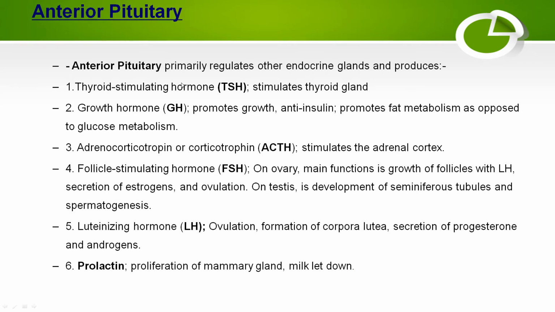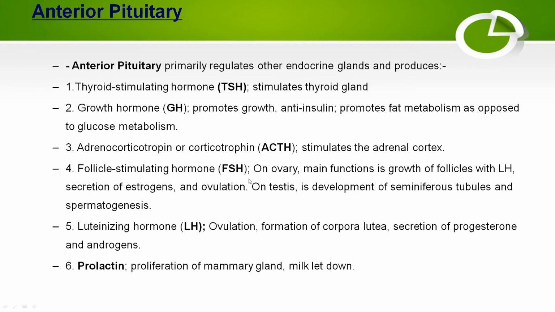The anterior pituitary primarily regulates other endocrine glands, as we have said. That is TSH, thyroid stimulating hormone, normally T3 and T4. Secondly, growth hormone, which promotes growth, acts as anti-insulin and promotes fat metabolism as opposed to glucose metabolism. Adrenocorticotropin or corticotropin (ACTH) stimulates the adrenal cortex.